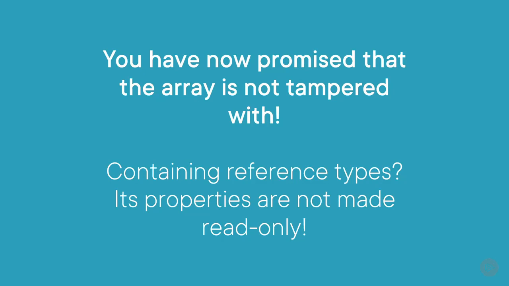As a side note, if the read-only span contains reference types, and that reference type has properties that are not immutable, the data would be changeable. A read-only span only makes the operations on the array read-only. It doesn't mean the elements within the array were automatically turned immutable.